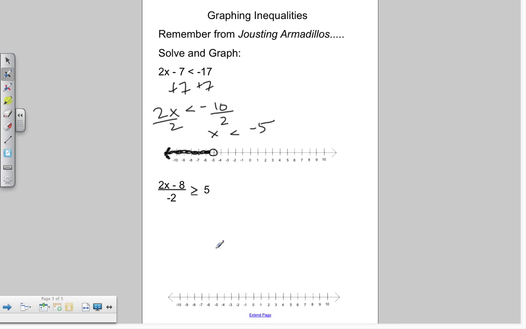Now, what we do now is going to be very similar. Okay, let's look at this one. Very similar. I multiply both sides by -2. Multiplying by a negative, so my sign switches. I get 2x minus 8 is less than or equal to -10. Add 8, add 8. 2x is less than or equal to -2. Divide by 2. X is less than or equal to -1.